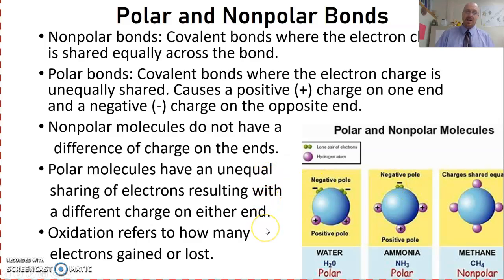And we often return to oxidation. I'll bring it up here now because oxidation refers to how many electrons are gained or lost when there is a reaction, when there's bonding and things of that nature, and that will come up later on.